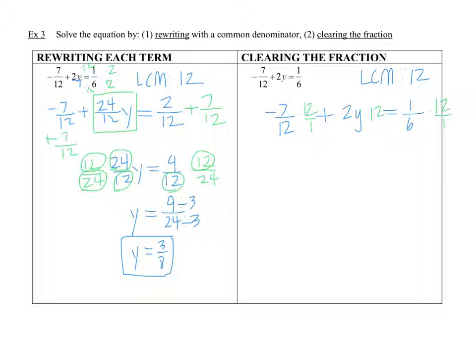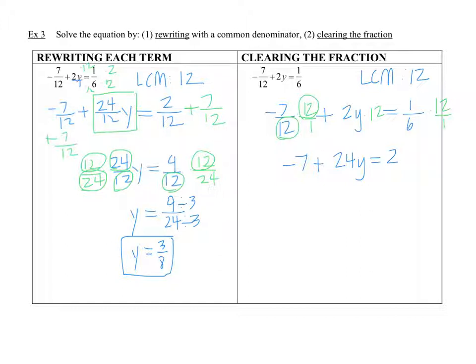Looking at this first one, I have a 12 in the numerator, 12 in the denominator. 12 over 12 will simplify to 1, so I'll just be left with -7. If I look at the second term, I get 2y times 12 is 24y. If I look at the last term, I get 12 times 1 is 12, over 6 times 1 is 6, 12 over 6 is 2.